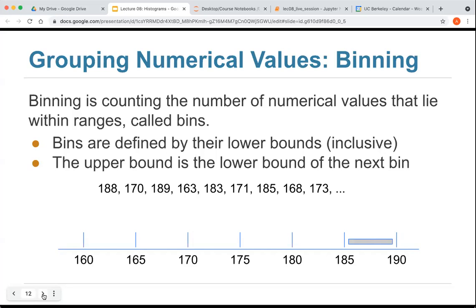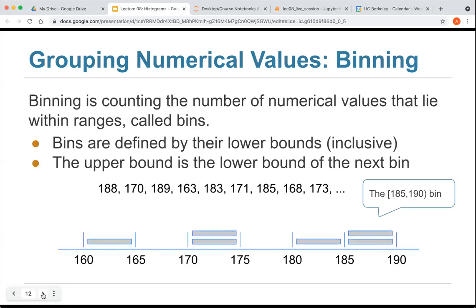170 to 175. Let's see if that works. Yep. Okay. And then we keep going. 189, 163, 183, 171. About these, there is no issue. 185 goes in the bin to its right. 168, 173. Okay. Now look at what's happening there.